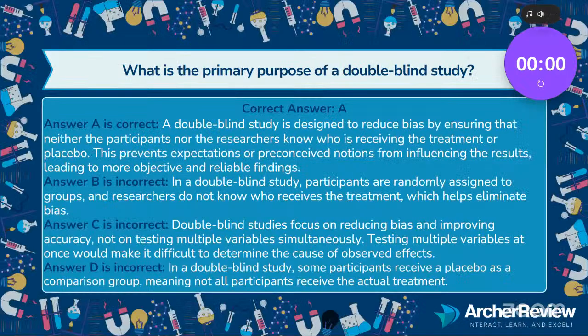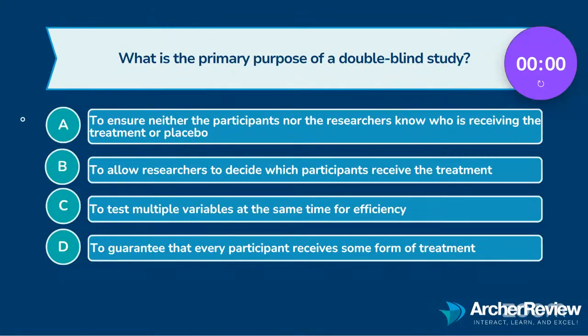Correct answer is A, and I saw some correct answers out there, so very, very well done. Let's break it down. A, to ensure that neither the participants nor the researchers know who is receiving treatment or placebo. This is that concept of bias that I was talking about. Sometimes psychological expectations can influence how we feel or how we perceive something. And so if neither the researcher nor the participants know who's getting the medication, or who's getting that migraine medication, then we can try to remove as much bias as possible from that experiment.